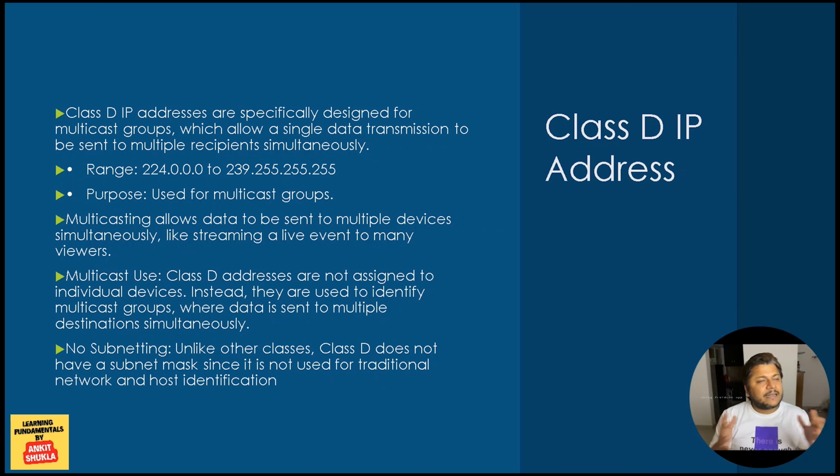In short, Class D IP addresses are vital for multicast communications, enabling efficient and scalable data distribution to multiple recipients. They play a very crucial role in applications where simultaneous data delivery to many users is required. Think of a soccer match which is live telecasted. That's an example of a Class D IP address. There is no subnetting in Class D IP addresses as well.